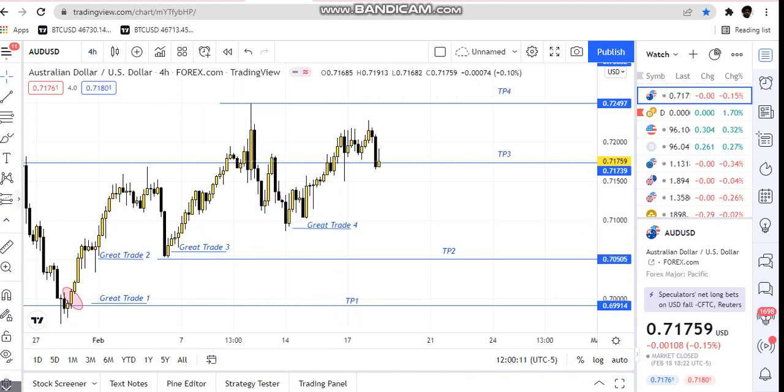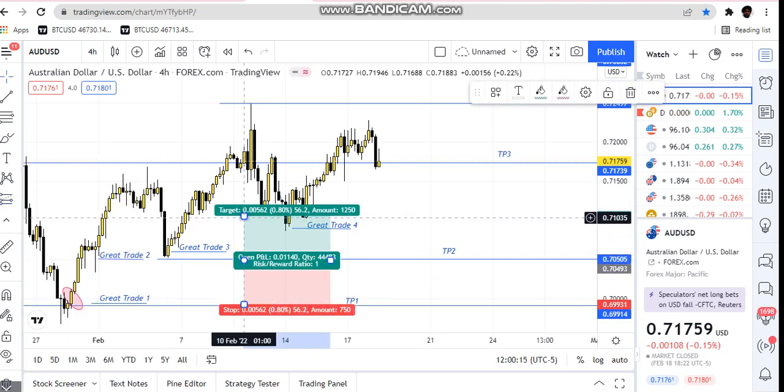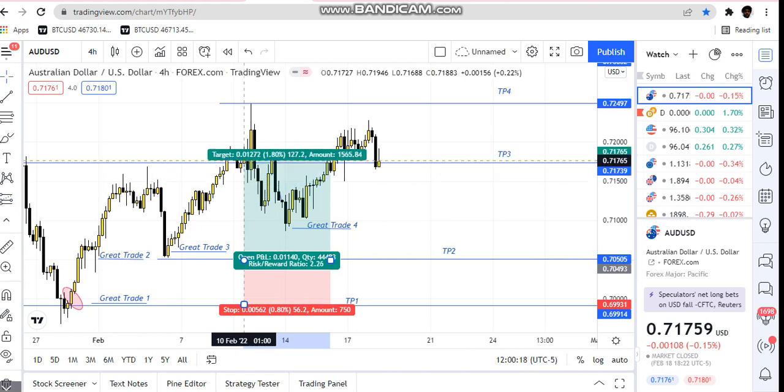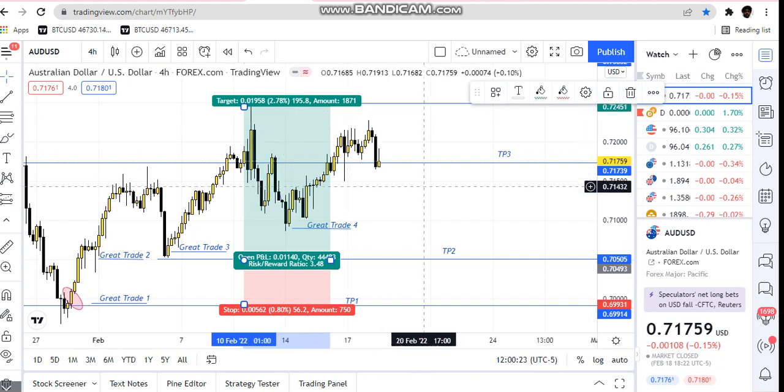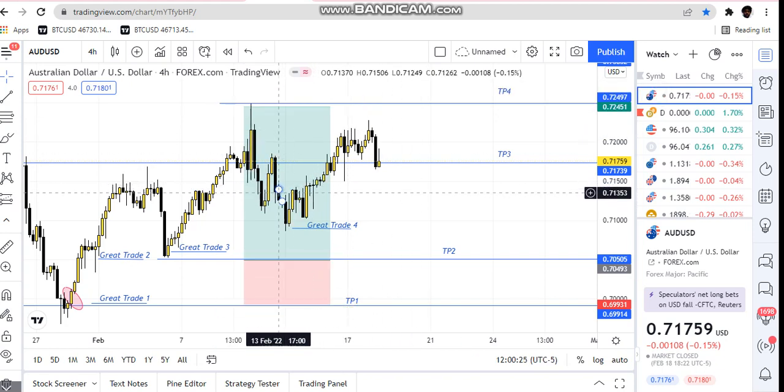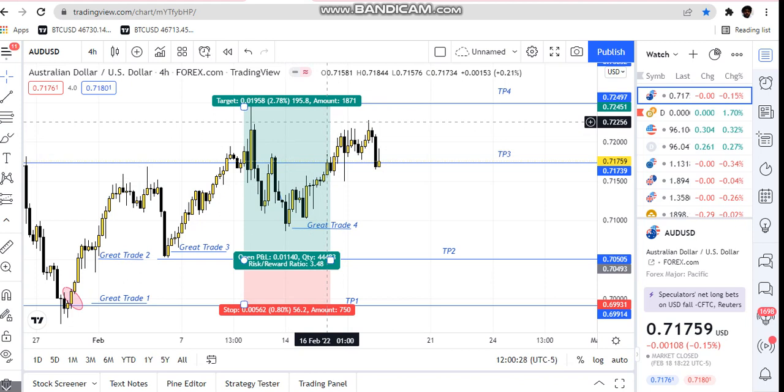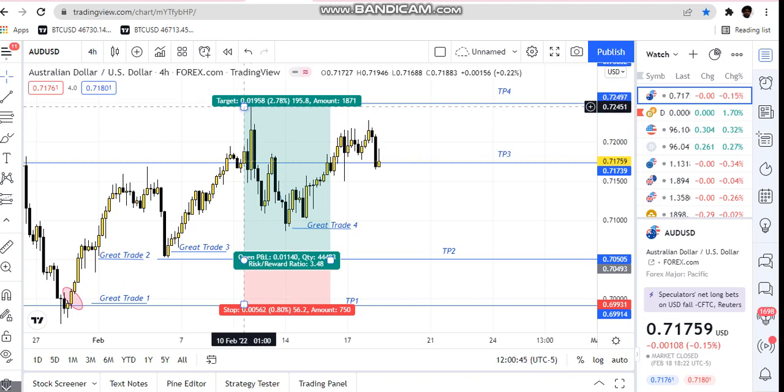You could have put it into profit, right? A long position, right, from Great Trade 3 all the way up to take profit 2, all the way up to 72, is a 1-3. It's what we're looking for. 1-3s, 1-4s, at least 1-3s, 1-2s. We want to at least double or triple our profit. 1-2s is double, 1-3s is triple, 1-4 is quadruple. We want 1-3, 1-4, 1-2s. We're not looking for 1-1s. We're looking for at least double our profit, at least triple our profit.